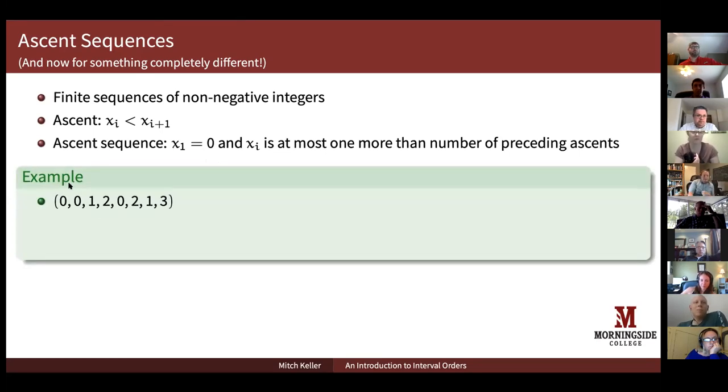So let's see, okay, we start off with 0, that's good. Now we can use 0 or 1 because we have 0 ascents. Now here we have an ascent, so we've got 1 ascent, so we can use anything up to 2. Now we've got another ascent, so we've got 1 ascent, 2 ascents, so that tells us any number up through 3 is legal, so that whole thing is good. Because I looked ahead and there's nothing bigger than 3 being used.